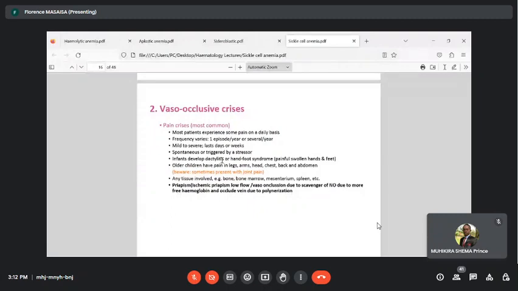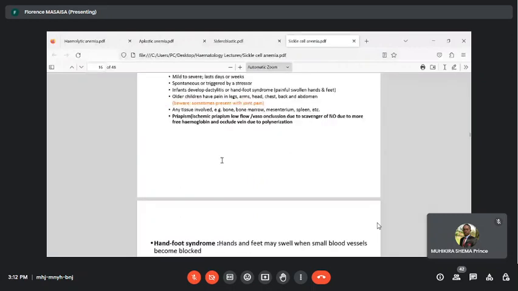They may also have pain in the legs, on the arm, the chest, and also sometimes we may have bone marrow involvement where we have severe bone pain, in the mesothelium, the spleen, priapism, and so on. So you have to assess the pain episodes quickly.